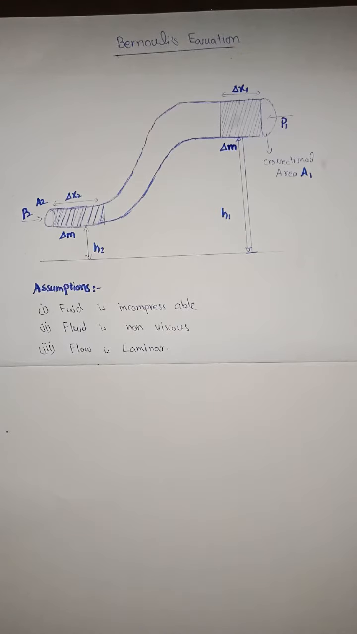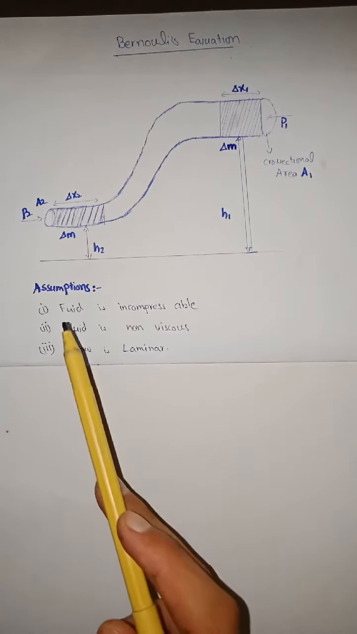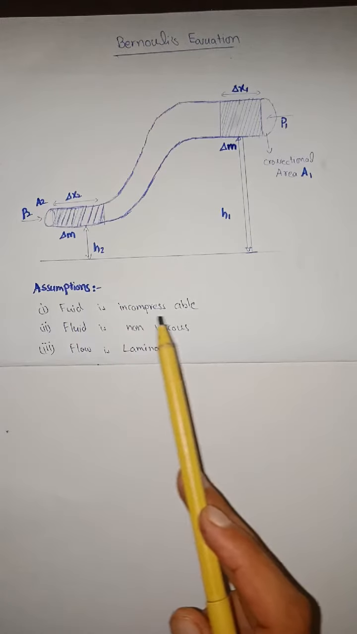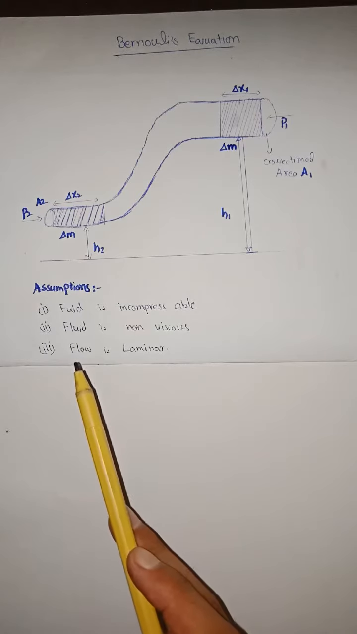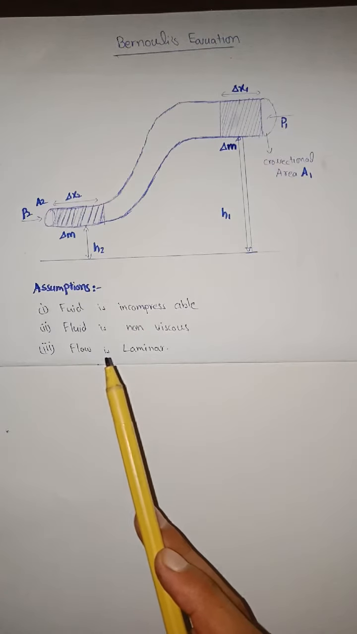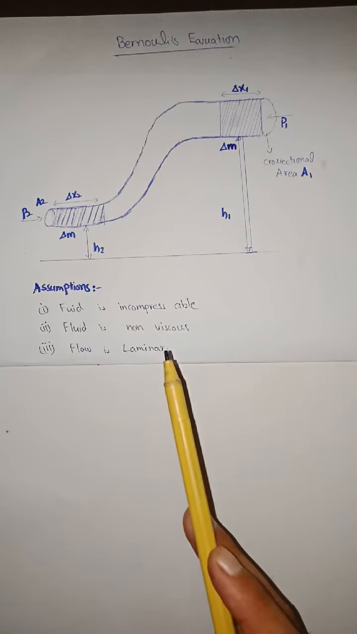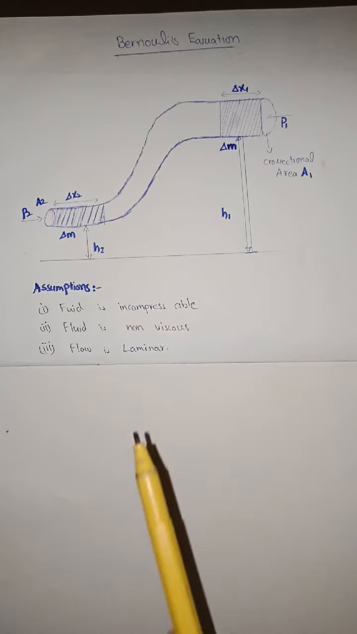Before deriving Bernoulli's equation, we have some assumptions which I have already written. Assumption number one, the fluid is incompressible. The second, the fluid is non-viscous. And the third one, the flow is laminar, that is, the liquid flowing in the pipe is with laminar flow.